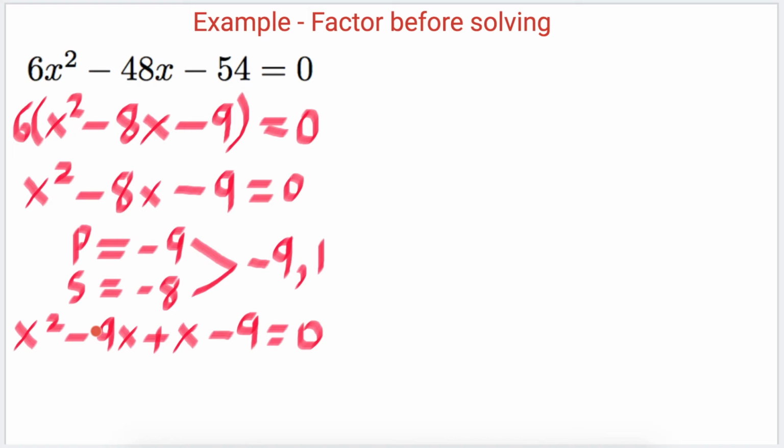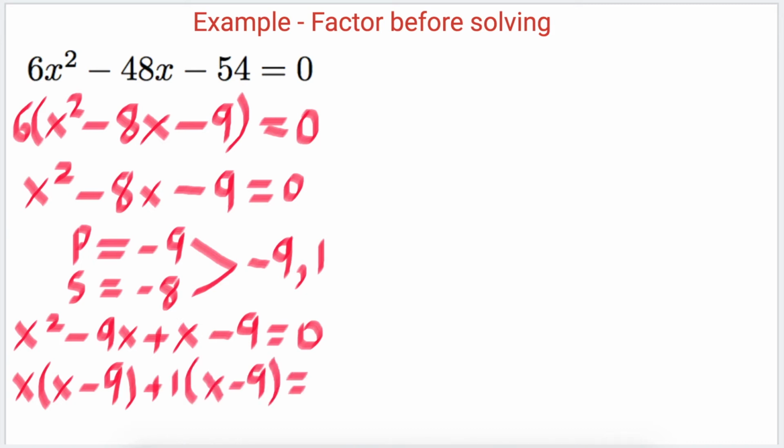After this, we're going to be factoring in pairs. The first pair is x squared minus 9x, and the second pair is +x minus 9. The common factor in the first pair is just x. So x parentheses, x minus 9, close parentheses, and in the second pair, the common factor is +1, and then parentheses, x minus 9 equals 0.